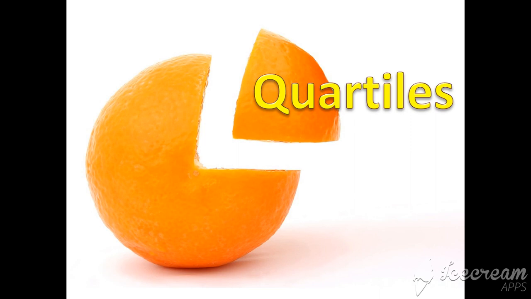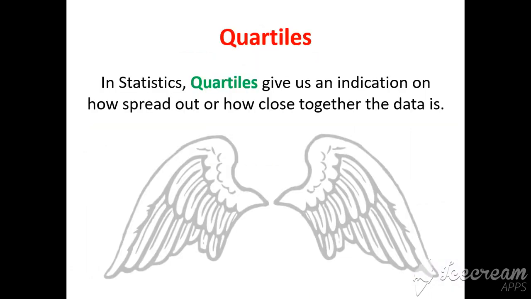We're going to chat about a statistic called a quartile. In statistics, quartiles give us an indication of how spread out or how close together the data is. Now we've come across a statistic called the range, which is the highest minus the lowest. That also helps us determine how spread out data is, but quartiles are a little bit more complex and they get really involved and look into the data, and they especially focus on what we're going to call the middle 50%. But we'll chat about these things in another video. So let's get into what quartiles are about.